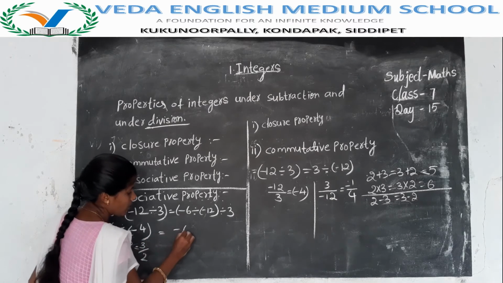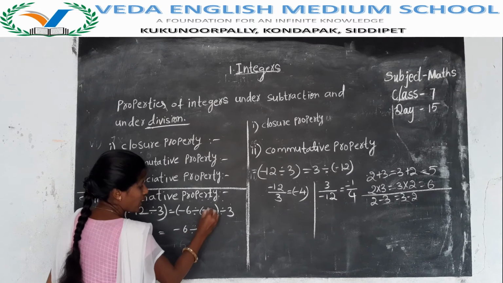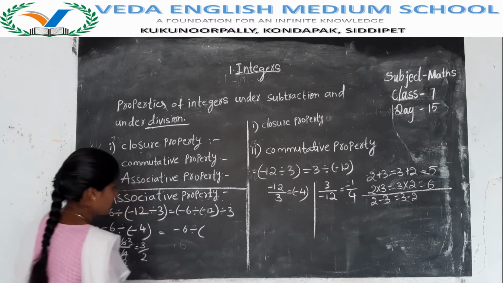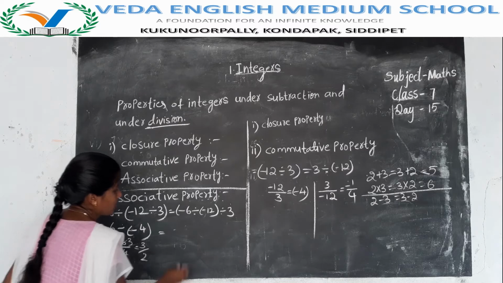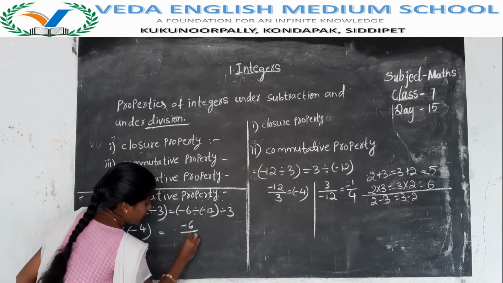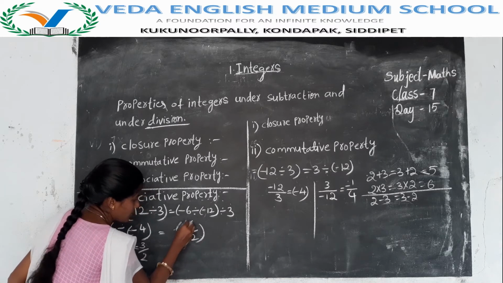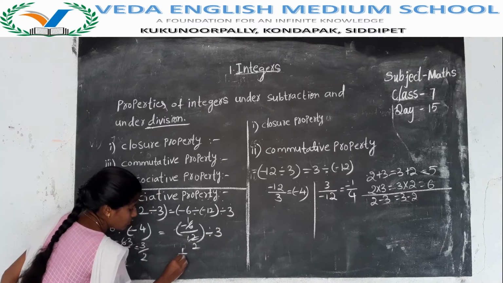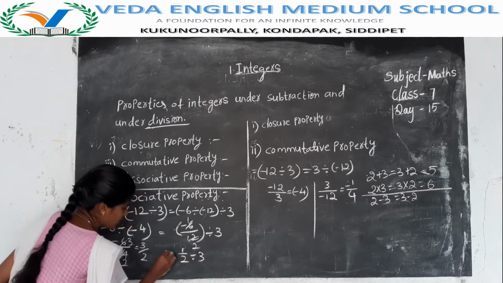Now here, check here. Minus 6 divided by minus 12 divided by 3. Minus 6 by minus 12: 6 ones are 6, 6 twos are 12. So it is minus 1 divided by 3.